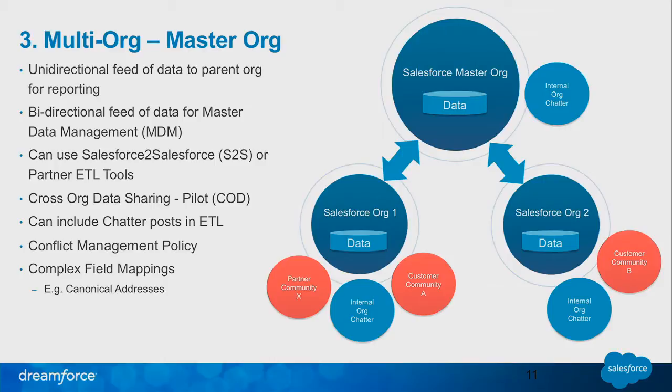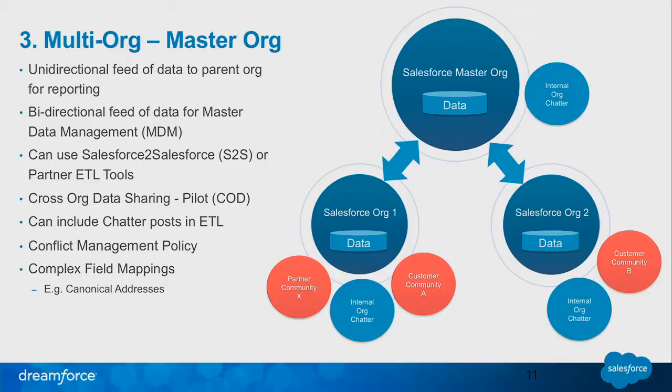So it could be a unidirectional feed from each of our orgs up to our master org for reporting, or we may be using it for MDM and have a bidirectional feed of data flowing both ways with the truth about the customer account, customer master, key account management from the master org. Now you can use Salesforce to Salesforce for doing this data replication, and you can use the partner ETL tools, many of them at Dreamforce this week. And there is also the cross-org data sharing, which I think is now out of pilot.